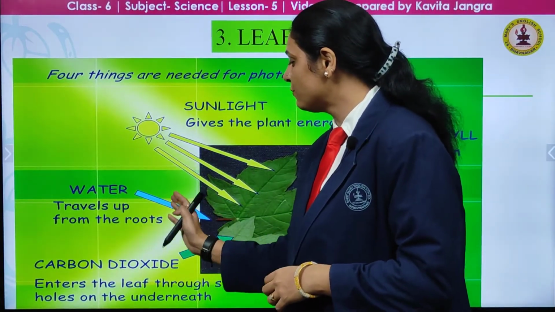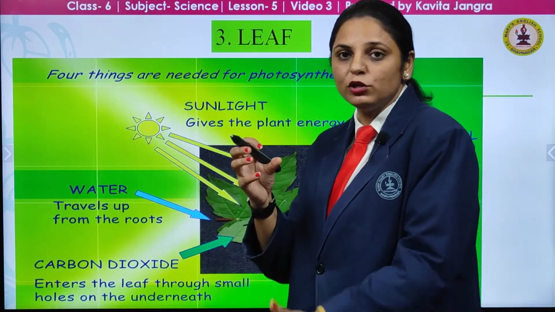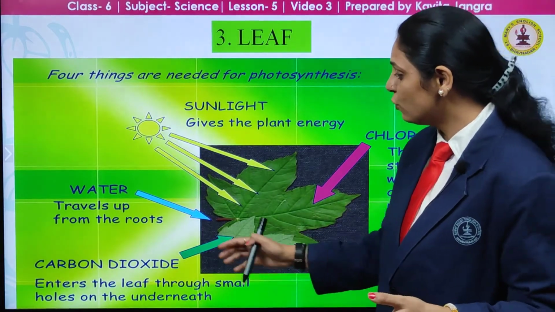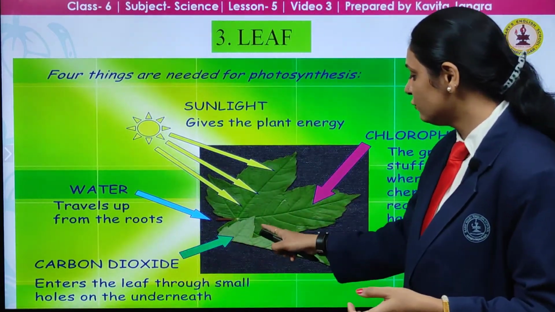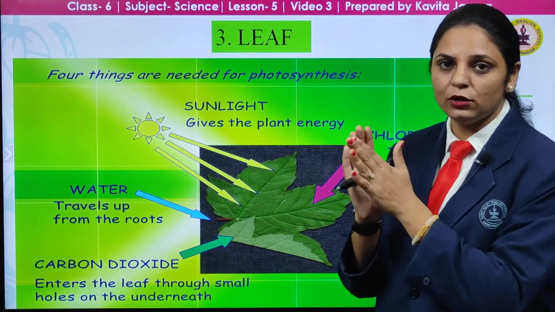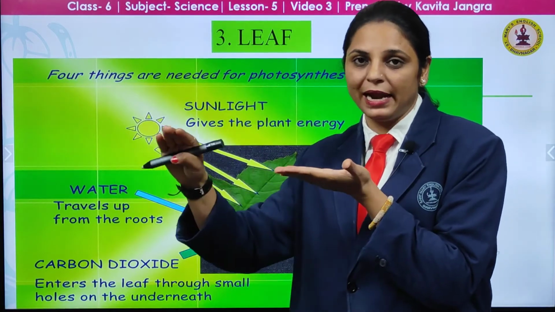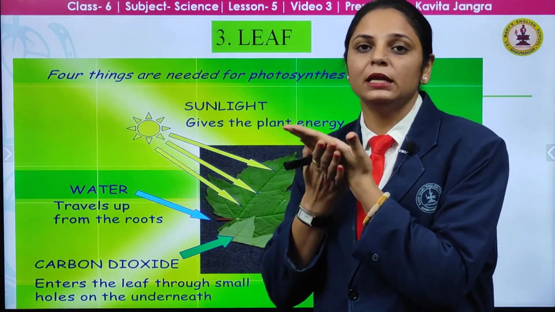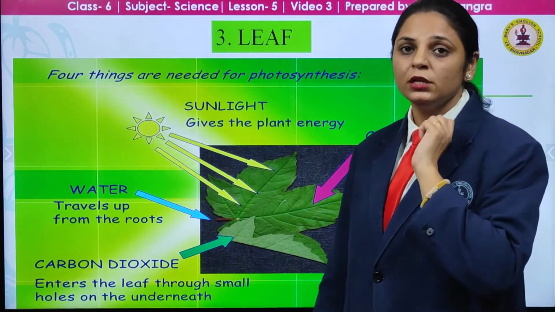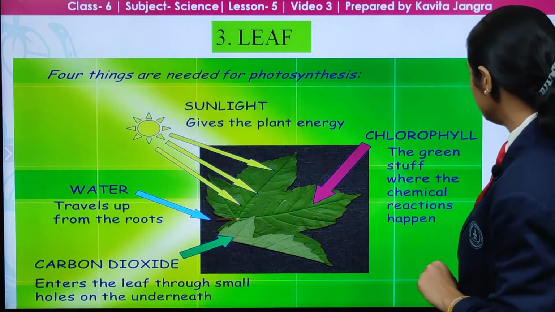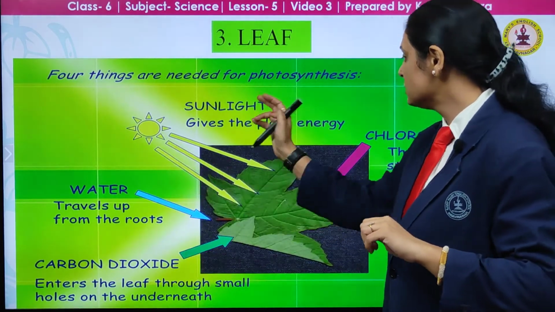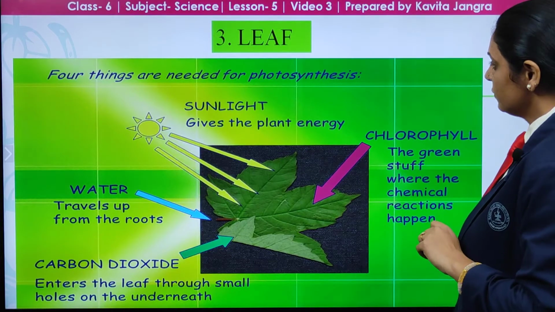Water, that travels up from the roots. Water is transported from the roots in the upward direction to the different parts of the plant. And the fourth one is carbon dioxide, that enters the leaf through small holes on the underneath. The two surfaces you can see on the leaf: one is the shiny, upper, bright green, and the lower part is the dull green color. On the dull green underneath part are tiny pores, the stomata, which help in the exchange of gases. So the four things are carbon dioxide, water, sunlight and chlorophyll for photosynthesis.